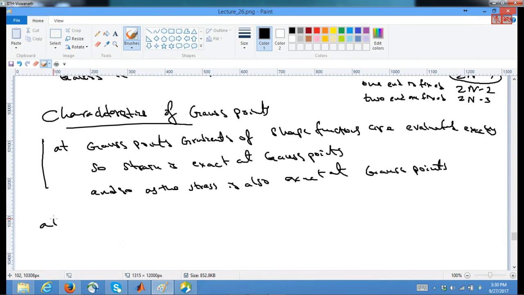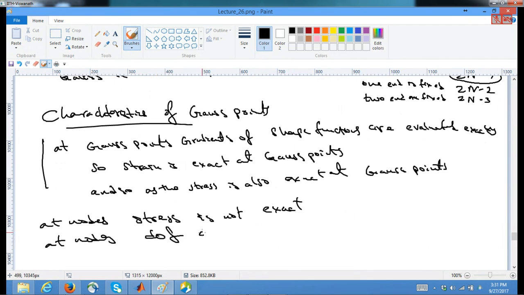So at nodes, the stress after computing is not exact. You are just using a projection method, from what you have evaluated at the Gauss points, to estimate it at the nodes. It's only the projection of the stress when you calculate at the nodal points. If you want to evaluate the stress exactly, it is automatically exactly evaluated at the Gauss points. But you also have to note that at nodes, degrees of freedom are exact.